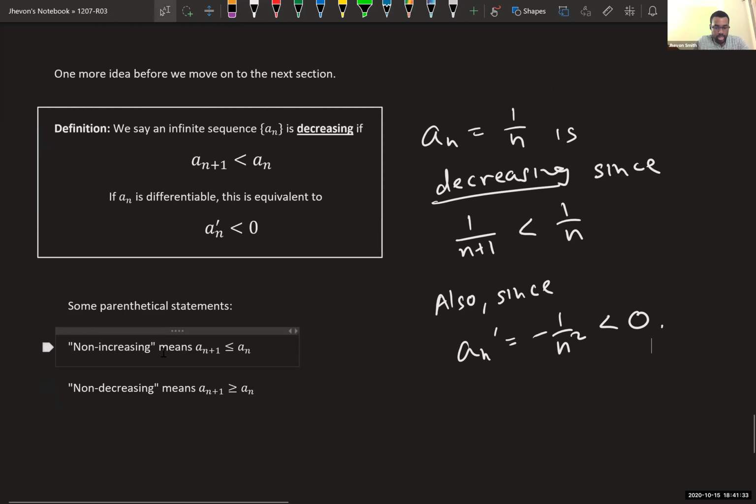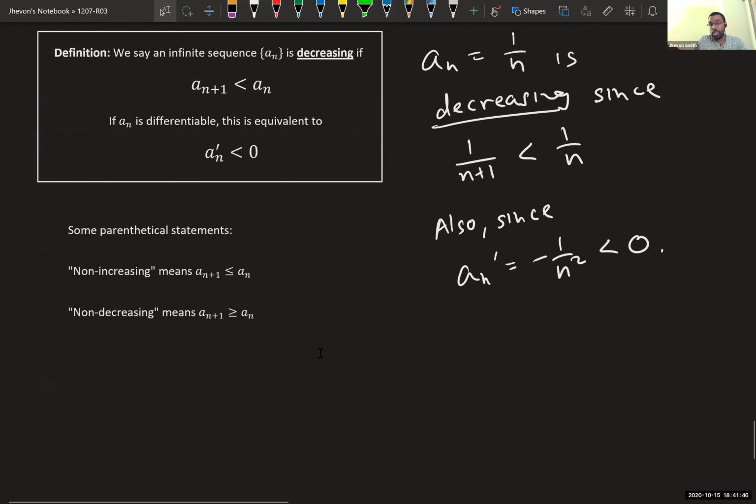Other phrases that you might see, non-increasing and non-decreasing, that just means a_{n+1} is less than or equal to a_n, and a_{n+1} is greater than or equal to a_n. And that's it for sequences. I told you it wouldn't be bad.